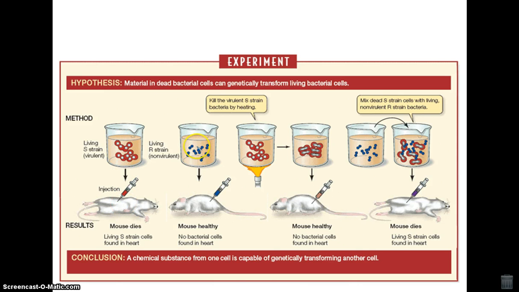The mice died. He took a non-virulent R strain with no capsule around it, injected it into the mouse, and the mouse was fine. He then took the virulent S strain, heated it up, killed it, and injected it into the mice. No effect. The mice were fine. But when he mixed the two, the live R strain and the dead S strain, both of which had led to healthy mice, and injected them into the mice, the mice died. So he concluded that a chemical substance from one cell is capable of genetically transforming another cell. So the virulent DNA from the dead cells was somehow transferred into the non-virulent R cells.